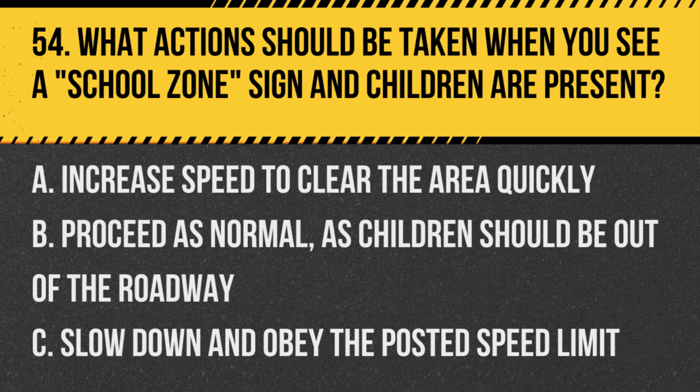Question 54. What actions should be taken when you see a school zone sign and children are present? A. Increase speed to clear the area quickly. B. Proceed as normal, as children should be out of the roadway. C. Slow down and obey the posted speed limit. Answer: C. Slow down and obey the posted speed limit. School zones require reduced speeds for the safety of children.